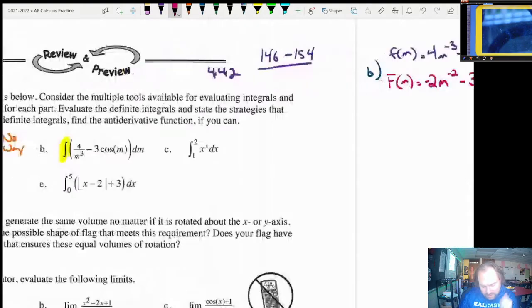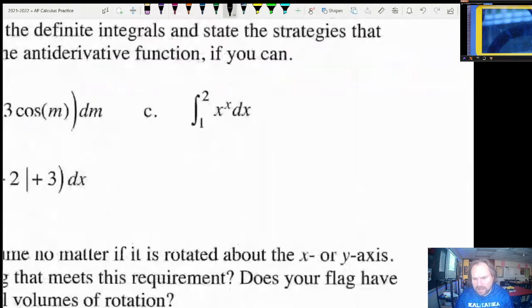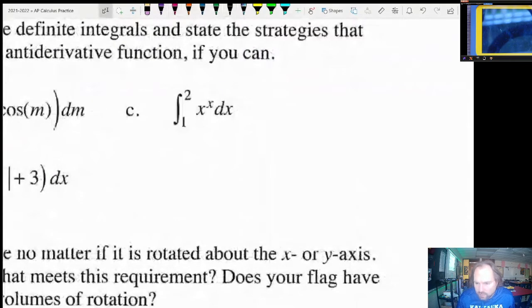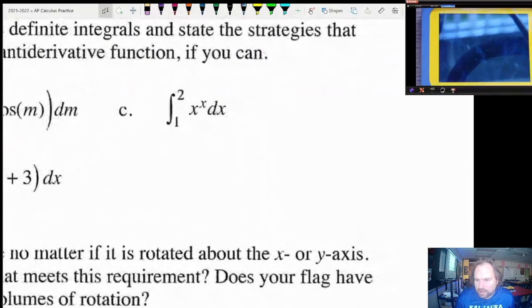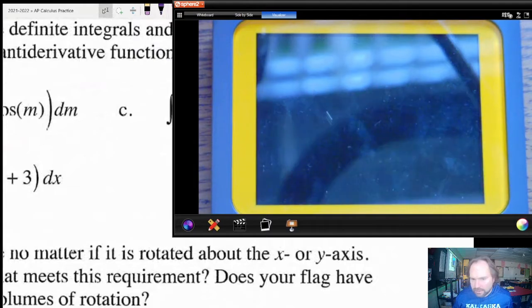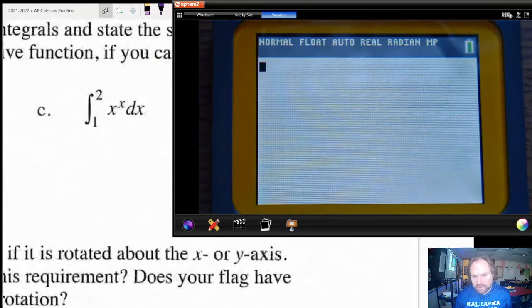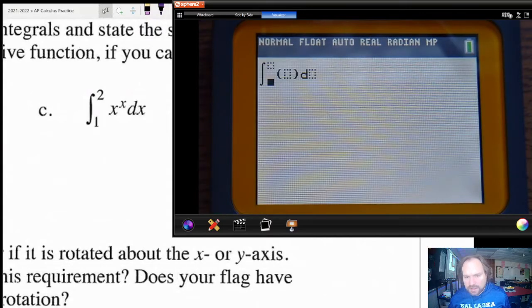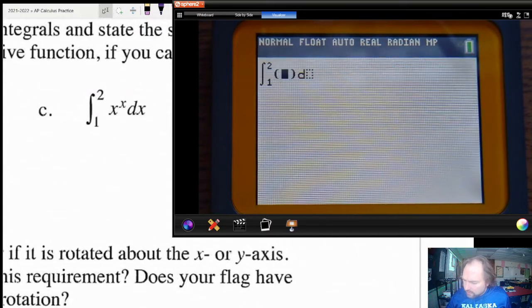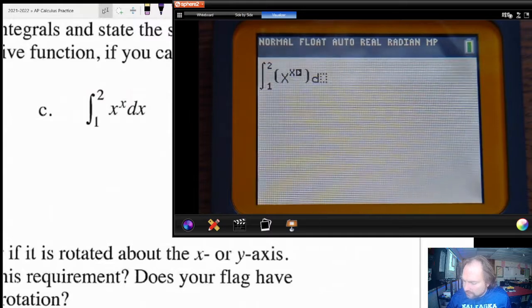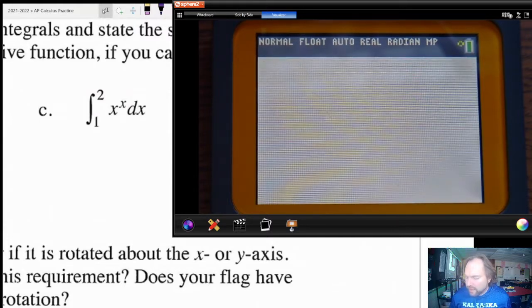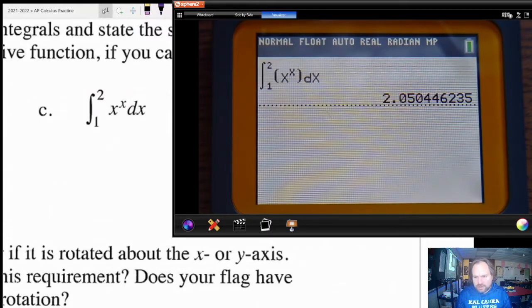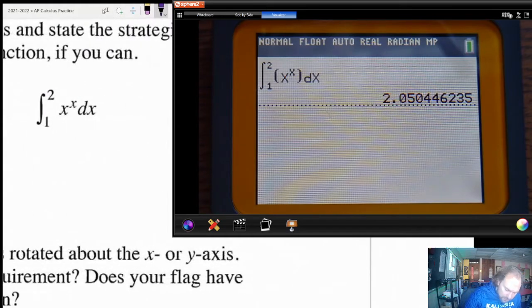For question C, this is a really interesting antiderivative to calculate, but we will never have the ability to do that in any sort of calculus. However, we do have a calculator here for us. That is the best way to evaluate this. So Alpha F2, option 4, we're looking for the integral from 1 to 2 of x to the x power, which is an interesting function outside of the scope of this class, but we can at least have the calculator crunch that number for us. It's going to be about 2.05, which is pretty good.